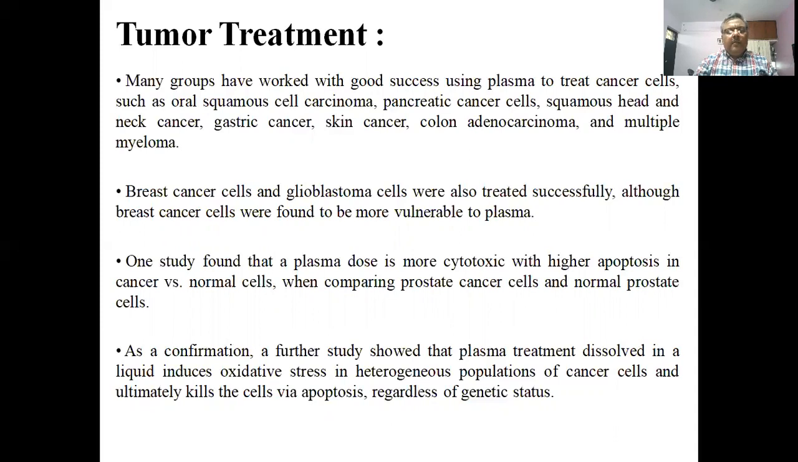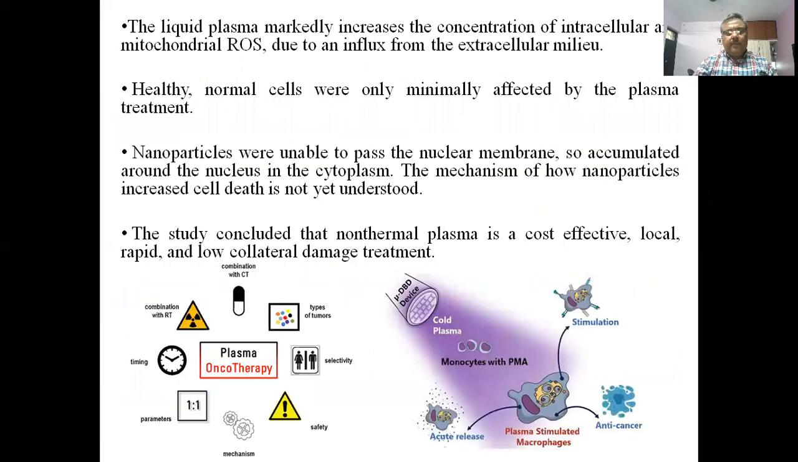One study found that a plasma dose is more cytotoxic with higher apoptosis in cancer versus normal cells when comparing prostate cancer cells and normal prostate cells. As a confirmation, a further study showed that plasma treatment dissolved in a liquid induces oxidative stress in heterogeneous populations of cancer cells and ultimately kills the cancers via apoptosis, regardless of genetic status.